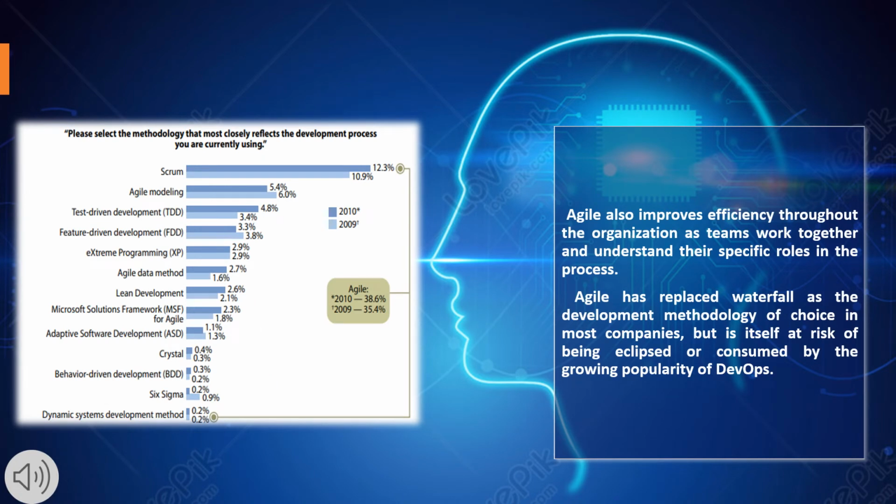Agile also improves efficiency throughout the organization as teams work together and understand their specific roles in the process. Agile has replaced waterfall as the development methodology of choice in most companies, but it is itself at risk of being eclipsed by the growing popularity of DevOps.